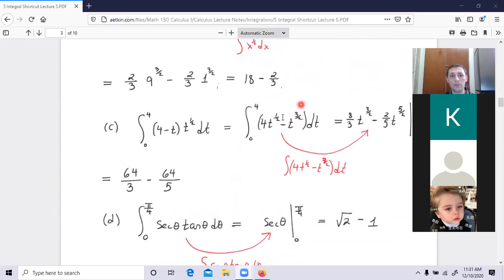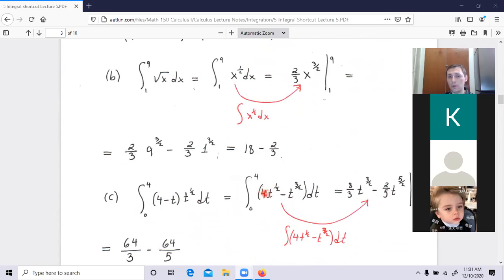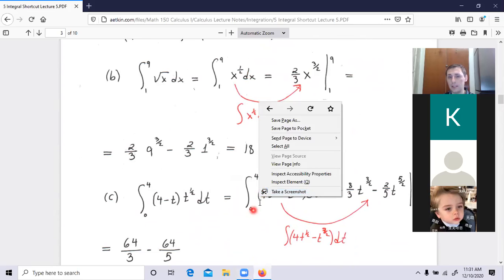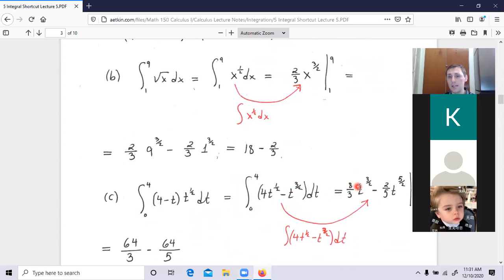So see, all you do is you have 4 minus t times t to the 1/2. You distribute t to the 1/2, and then you take the antiderivative. Distributing, we have 4 t to the 1/2 minus t to the 3/2. Antiderivative of that is t to the 3/2 multiplied by 8/3 minus t to the 5/2 times 2/5, and you plug in the value 4 minus this expression at the value 0, which is going to be 0. So it's really just plug in 4 and you have it.